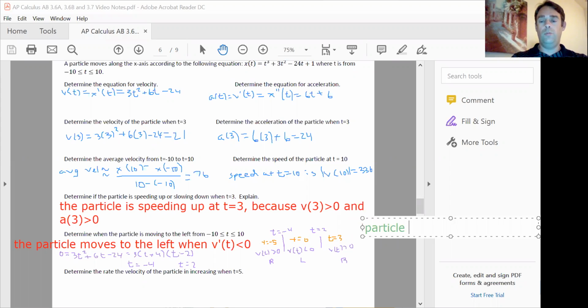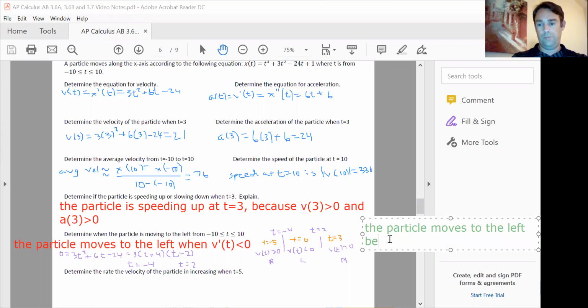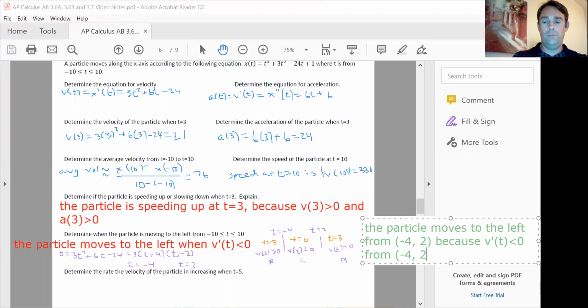The particle moves to the left from -4 to 2 because v prime of t is less than 0 from -4 to 2.